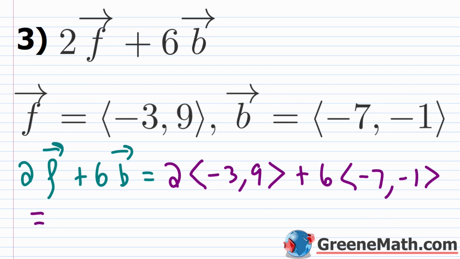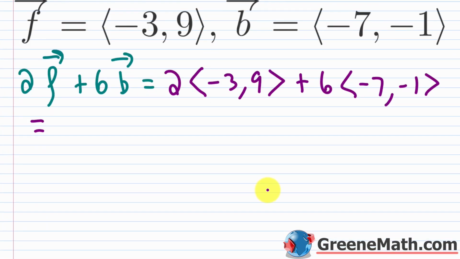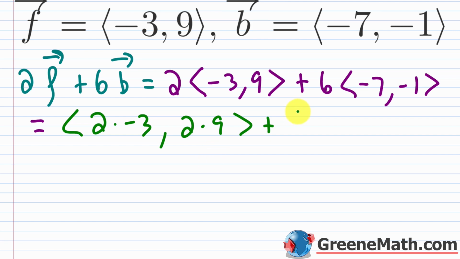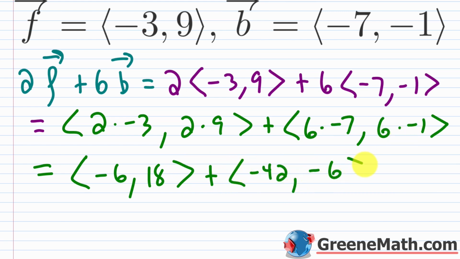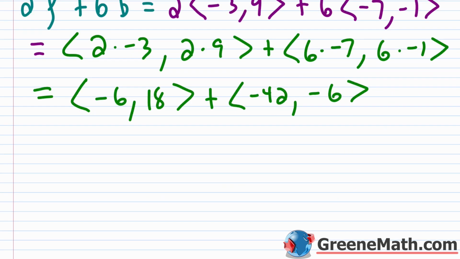Let me put an equal sign here, and I'm going to drop down just a little bit. To show this fully, it's going to be 2 times -3, and then 2 times 9 inside. You don't need to do this each time, you can just do it mentally, but just for the sake of the tutorial, I'm going to show all the steps. So for this one, 6 times -7, and then 6 times -1. So this equals 2 times -3, that's -6, and 2 times 9 is 18, and then plus over here, 6 times -7 is -42, and 6 times -1 is -6. So now we've gotten this into a form that's pretty easy to work with.